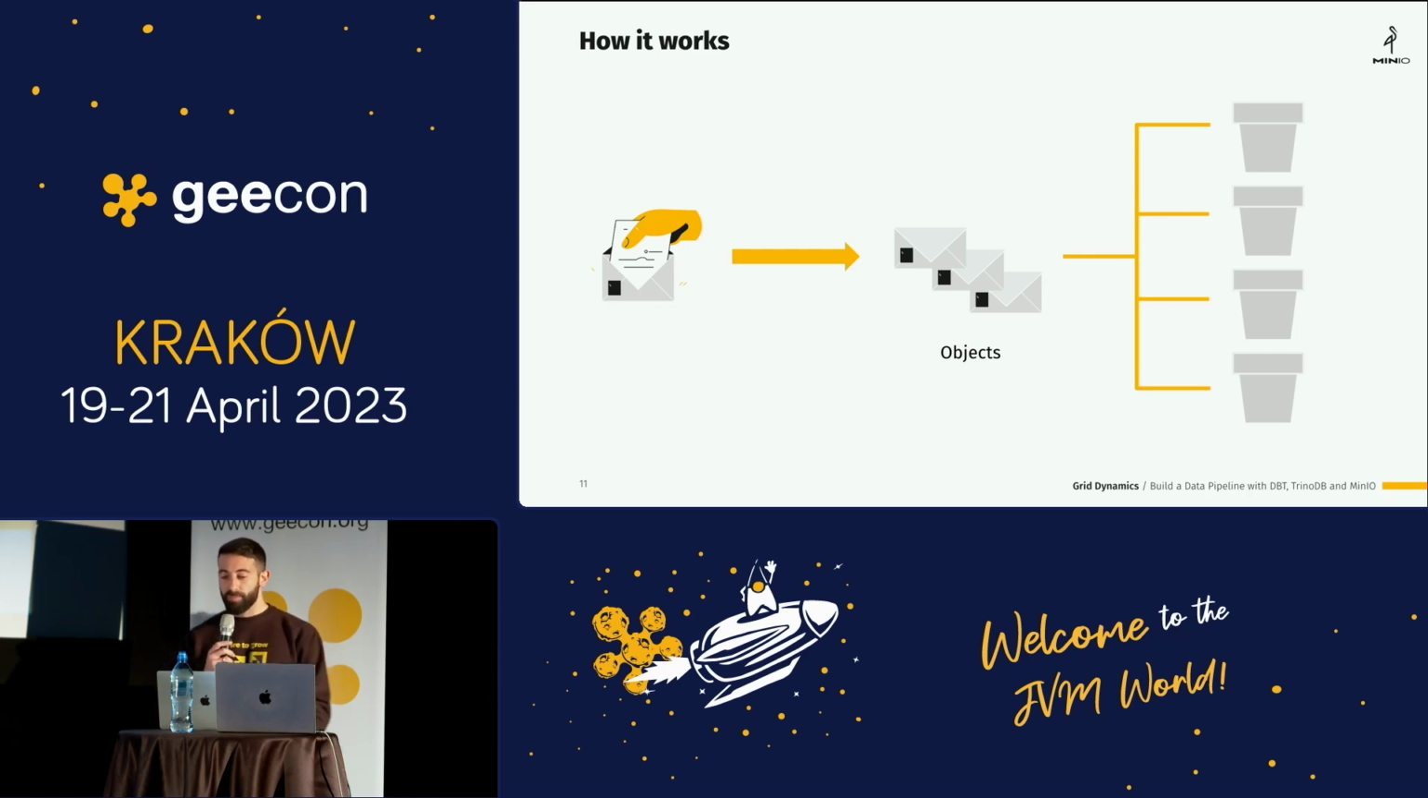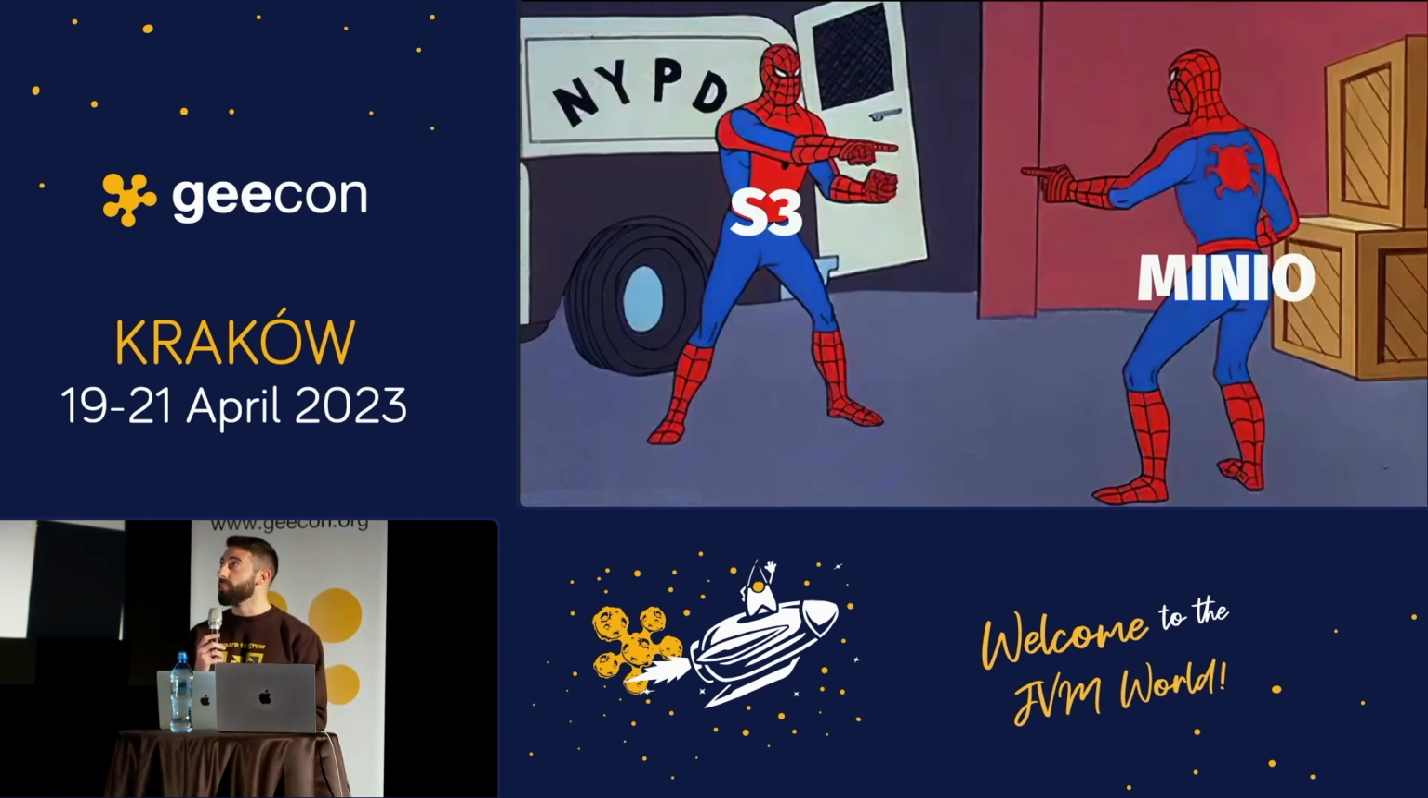Another important part of MinIO, which is similar to S3, is that it supports versioning. So in case you overwrite an object, you're not going to lose it. You're just going to have a new object with a new version, and this saves you in case of accidental deletes or overwrites.